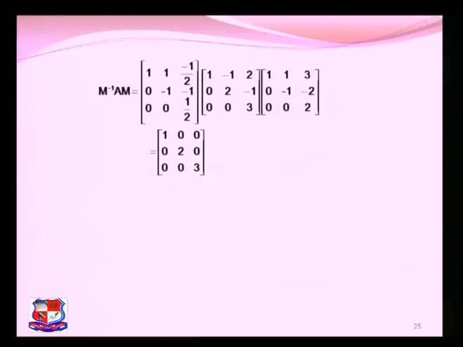Note that this is the diagonal matrix for the matrix A, which is 1 0 0 0 2 0 and 0 0 3. Note that 1, 2 and 3 are the eigenvalues for the matrix A. So this is the diagonalization of A, and since D is equal to M inverse into A into M, here A is equal to M into D into M inverse. That is quite clear by multiplying both sides by M and then M inverse. So we will get A is equal to M into D into M inverse.